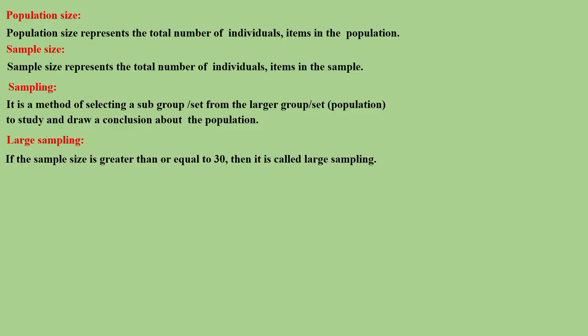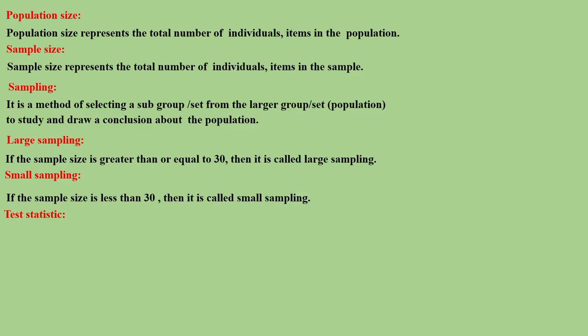Large sampling: if the size of the sample is greater than or equal to 30, so if it is more than 30, then it is called large. Small sampling: if it is less than 30, then it is called small sampling.